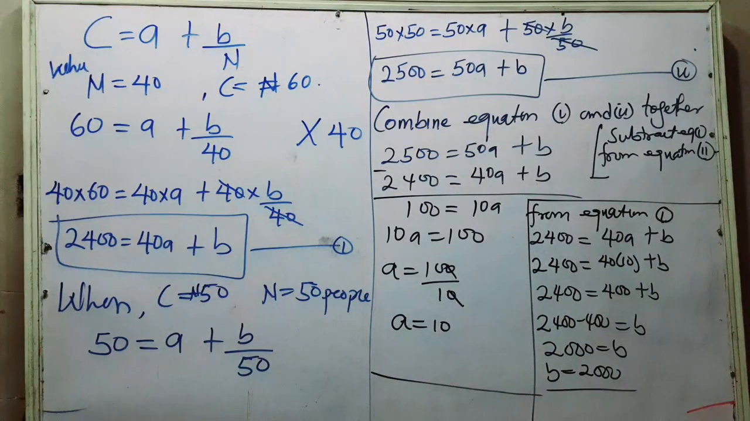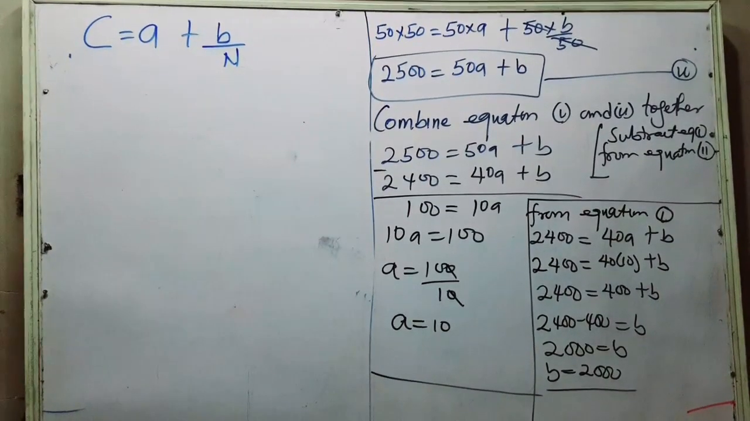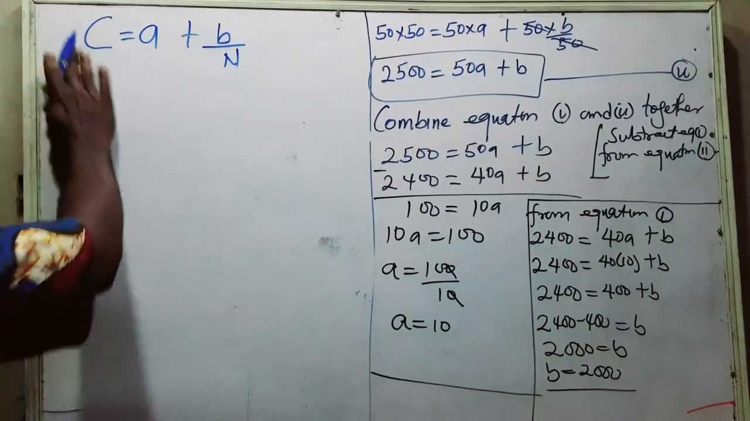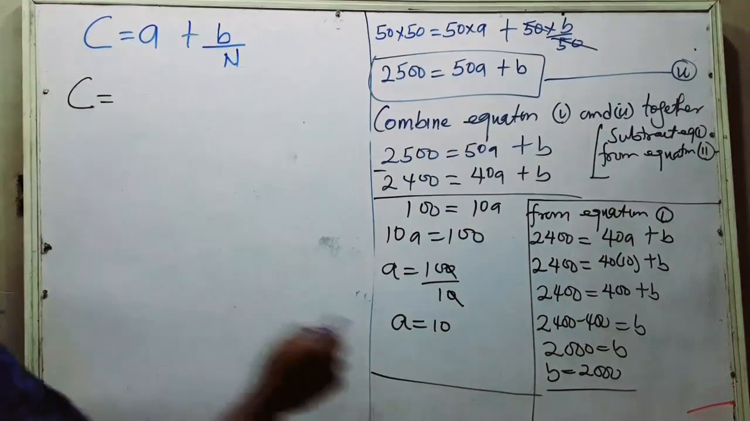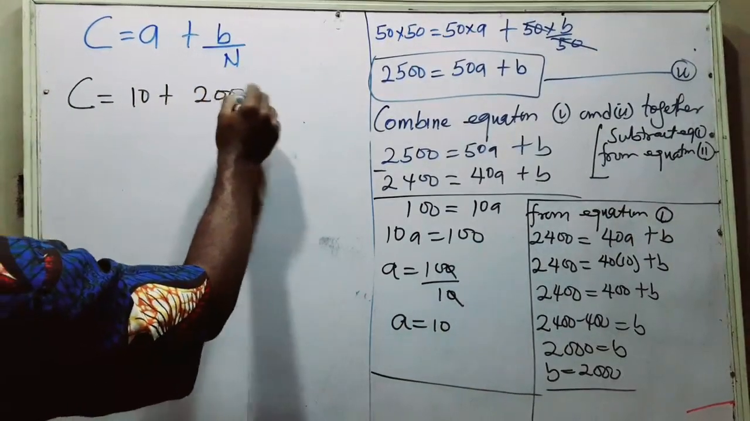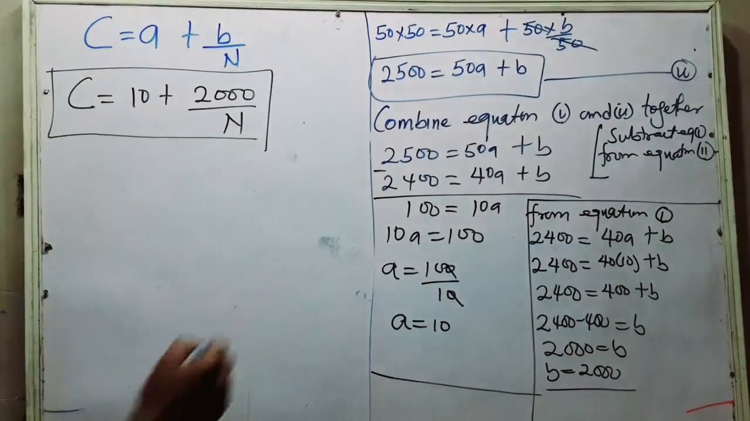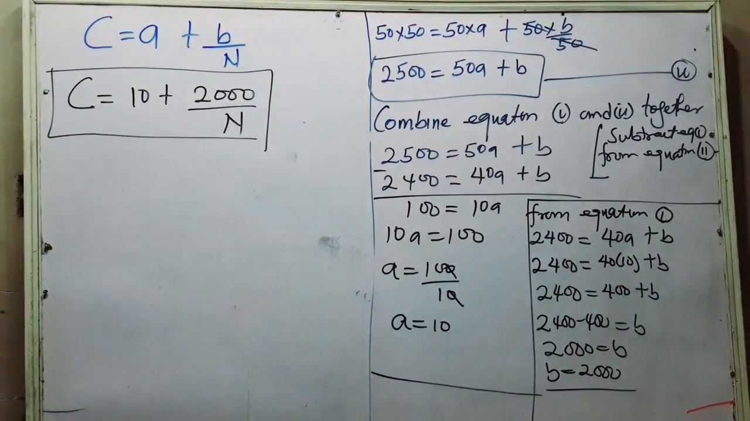So for getting the value of A and B, let's now put it inside to have the very reasonable relationship. The relationship between the cost and the number of people present will be C is equal to the value of A, which is 10, plus the value of B, which is 2,000, divided by N. So we call this relationship. It is this relationship you will now use to find the value given to us. And the question says to find the cost per head for 100 people.